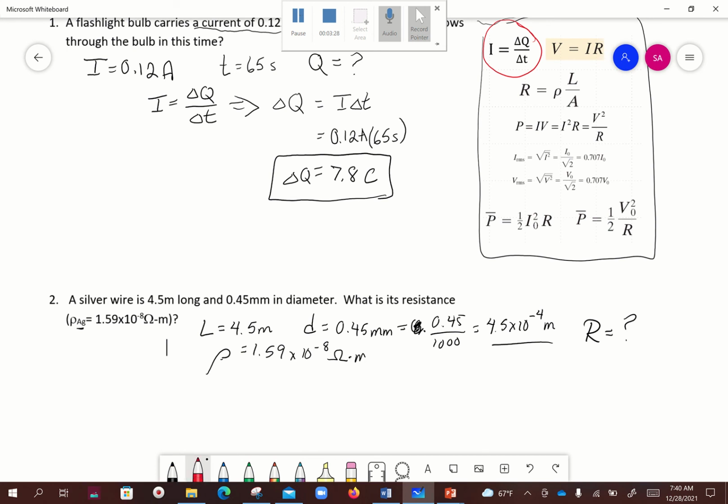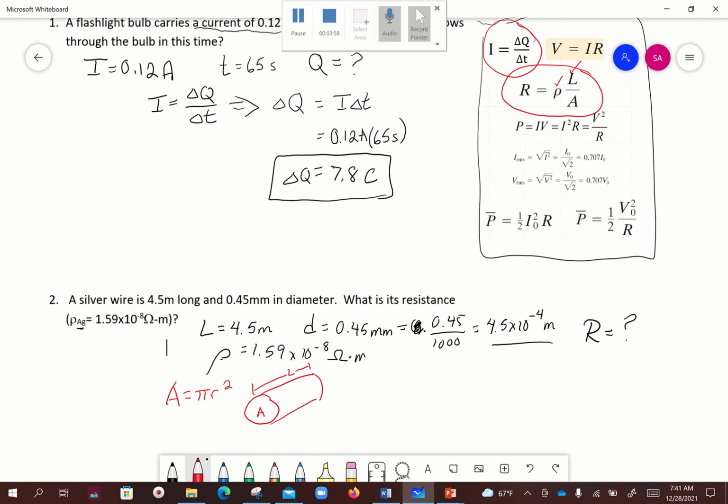So if I look at the equations, you can see I want to use this equation here. So I've got the resistivity, I've got the length. I need to have A. What's A? A is the area. So the area, remember our wire has a circular cross section, has an area A and a length of L. Okay, so our A is going to be equal to pi times the radius squared.